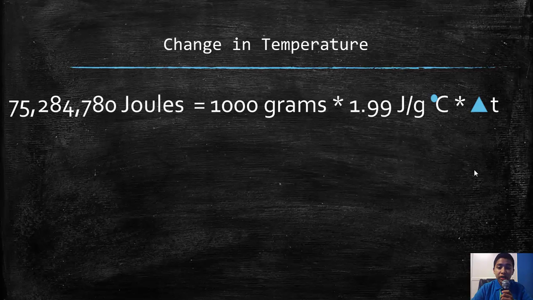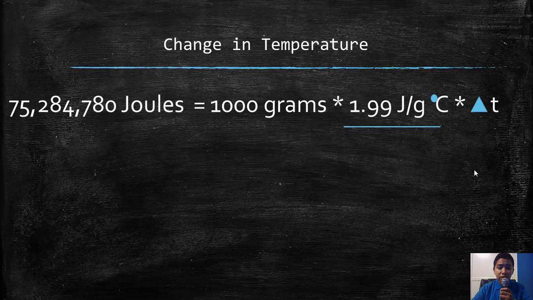So now let's find the change in temperature. Let's plug in the values that we know, and we'll leave the values that we don't know as variables. So let's plug in the energy that we know of, which is 75,284,780 joules, equals 1,000 grams, which is the mass, times 1.99 joules per gram degree Celsius, which is the specific heat capacity for gas since our liquid water is now in the gas state, times delta T. Delta T doesn't have a value since we don't know the change in temperature, and that's what we're trying to find out. So it's going to be left plain without a number.